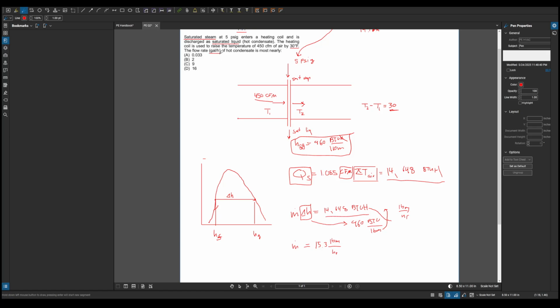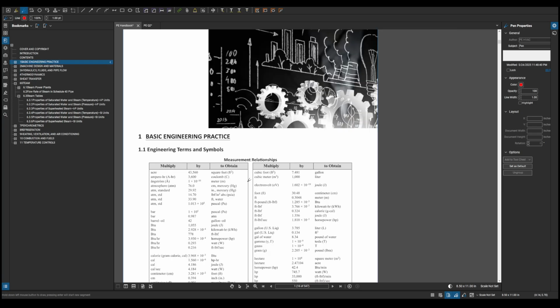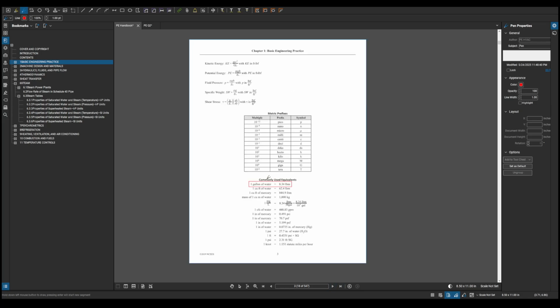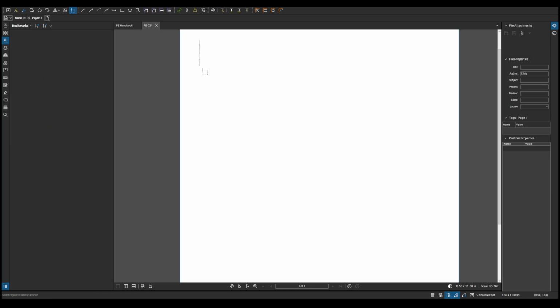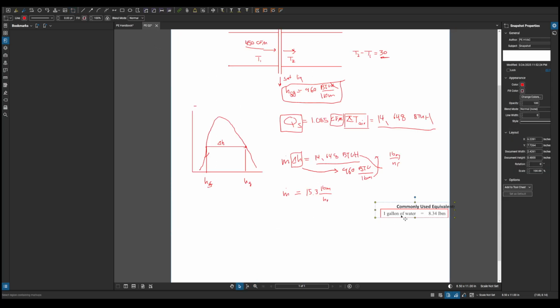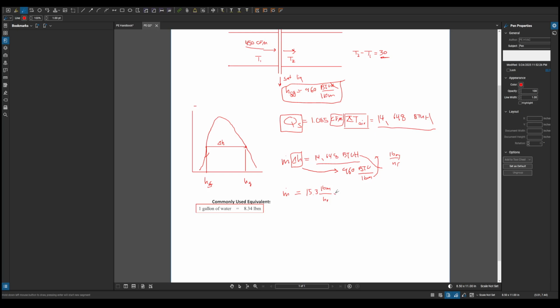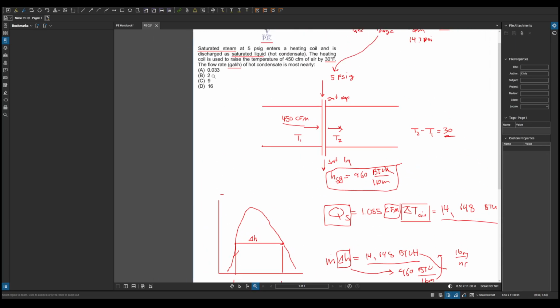But the question is asking for gallons per hour. So if we go to our PE handbook, we can go to engineering practice and then keep going down to commonly used equivalents. So we know that 1 gallon of water is equal to 8.34 pound mass. So just do a unit conversion here. 8.34 pound mass per gallon. These pound masses will cancel. So 15.3 divided by 8.34 is 1.8. So 1.8 gallons per hour. Now if we go up here, closest would be 2, and that will be our answer.